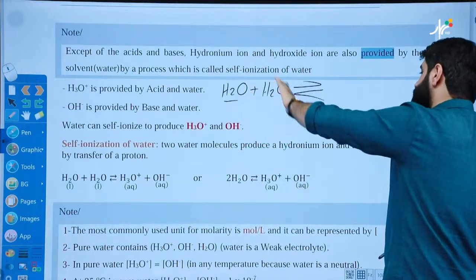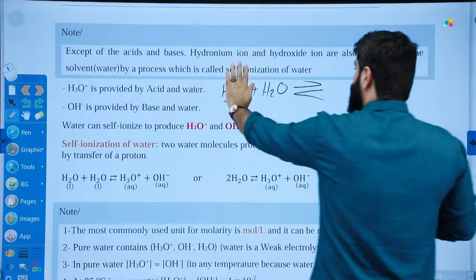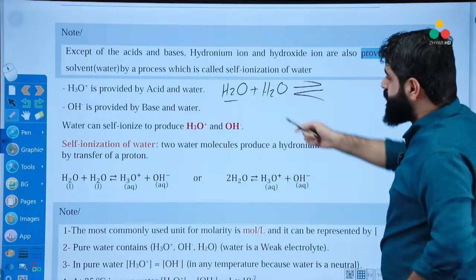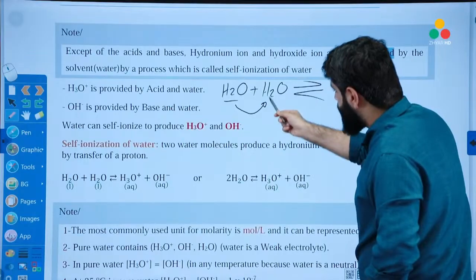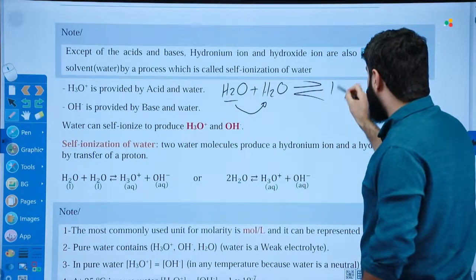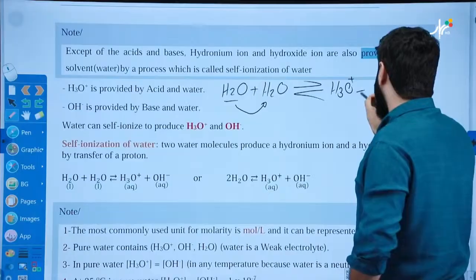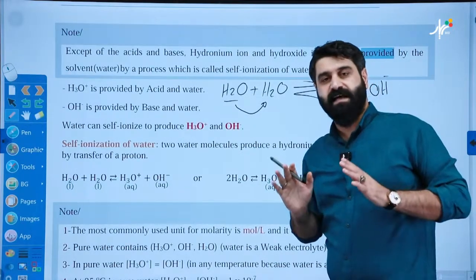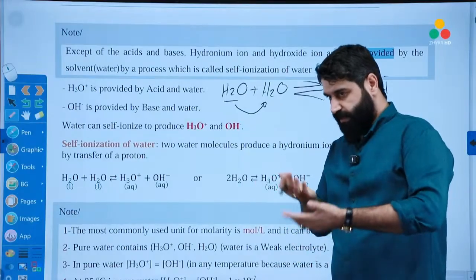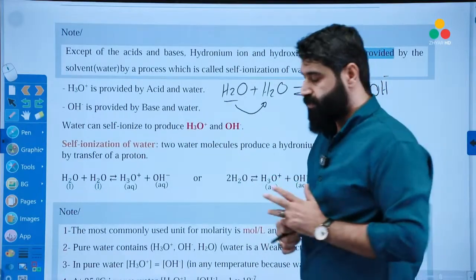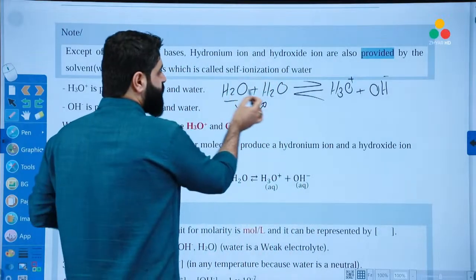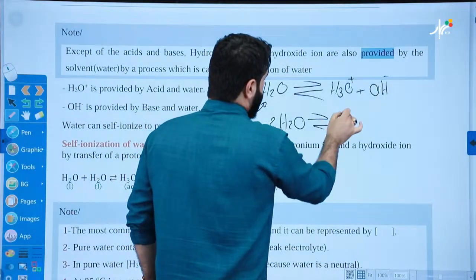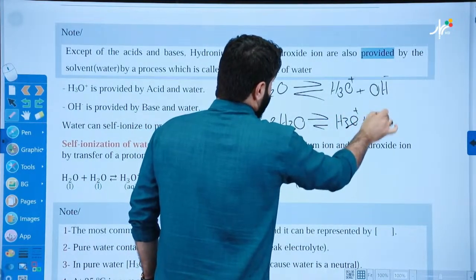Water plus water. To have the ionization for anything, you need to add water. Even if we have water, we should add water. Transfer a proton from this to this or this to this, it doesn't make any difference, to get the ions of H3O and OH. This process is called self-ionization of water. It means water ionizes itself to get the hydronium and hydroxide. Now, instead of H2O plus H2O, you can say two H2O molecules form H3O and OH.